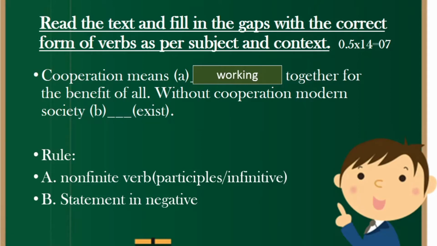Without cooperation, modern society exists. This sentence is a statement and we have to answer it in negative form. That's why cannot exist is the correct answer. Modern society cannot exist. Next slide.